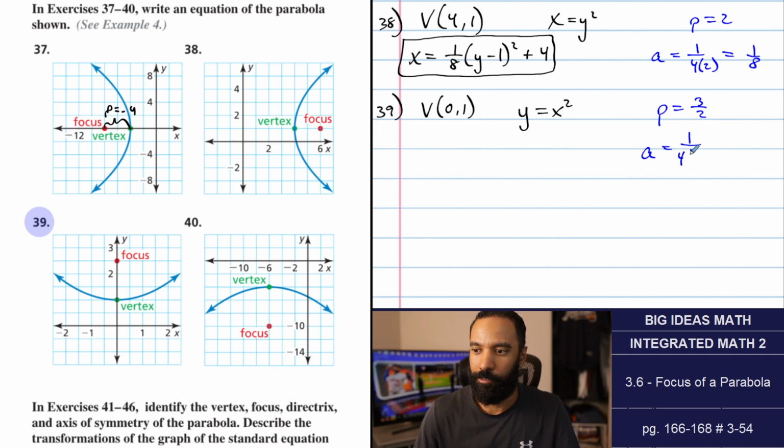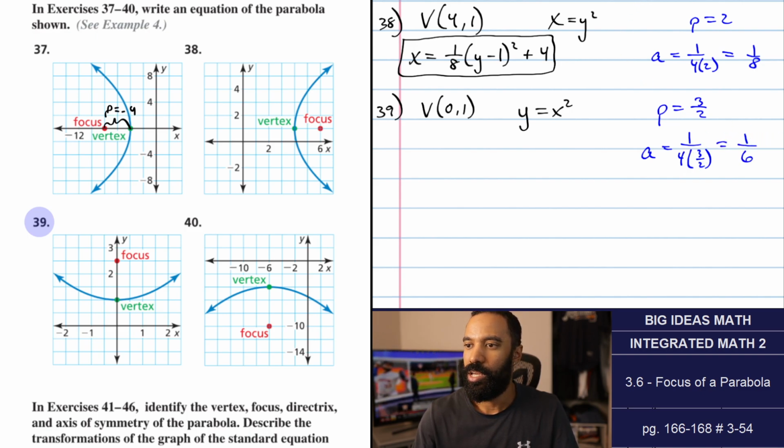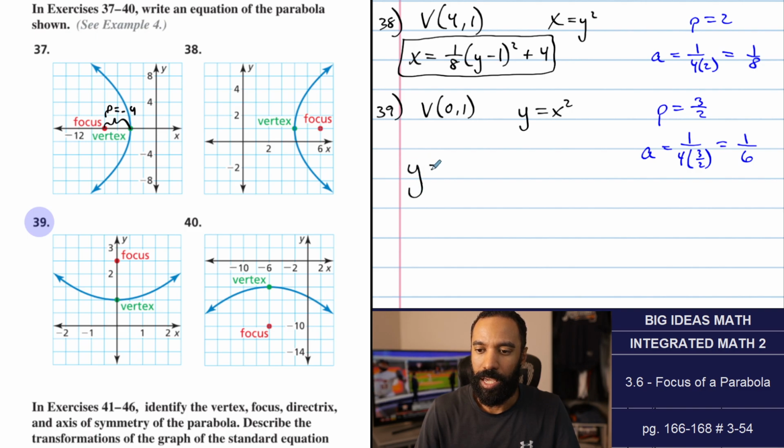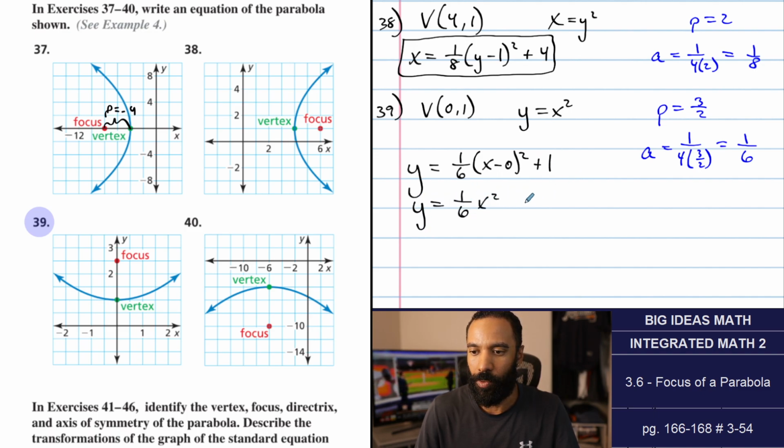A is 1 over 4 times 3/2. 4 over 2 is 2 times 3 is 6. So we get 1 over 6. So this equation will be in raw form, y equals A times x minus h quantity squared plus k, or y equals 1/6 x squared plus 1.